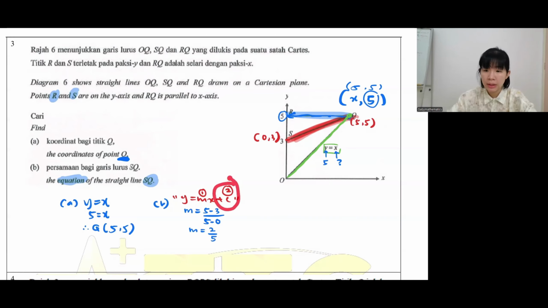Now c. Is c given? C is the y-intercept. You see this line? It intercepts at 3, so it's already given. We don't have to find it on our own, so you can sub straight away. We get y equals 2 over 5 x plus 3.